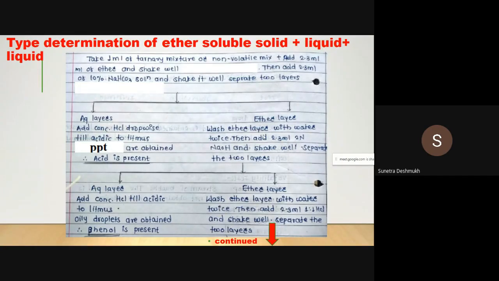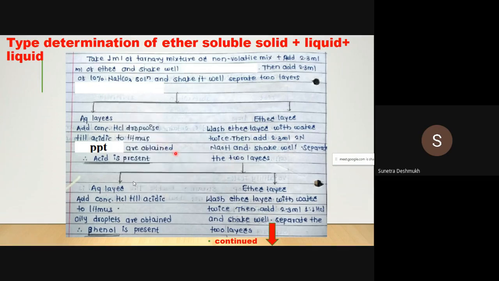Okay. Now we have to go next to check whether phenol is present or not in the given mixture. So we will take that ether layer, then we will add 2 to 3 ml of 2 normal NaOH. Phenol is converted to phenoxide ion, sodium phenoxide, by the addition of NaOH. After addition of NaOH, we have to shake the mixture properly. After shaking, all the phenoxide ion will transfer from the ether layer to the aqueous layer. Because phenoxide ion is soluble in the aqueous layer, after separating the two layers, ether and aqueous, we will take out the aqueous layer here.